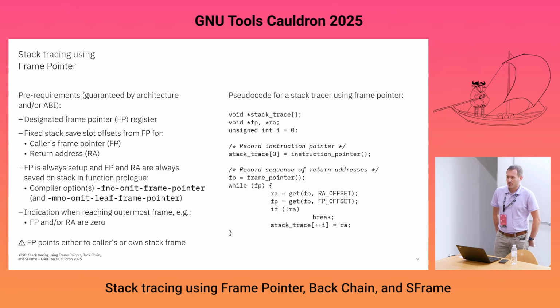Note, though, that this is not perfect. The frame pointer either points to the caller's or the own stack frame. So at function entry, the frame pointer register has the value of the caller, and a stack tracer at that point would then skip the caller, so it would record the caller's caller. And only after the frame pointer has been set up in the prologue, it would correctly record the caller. There are other particular issues, but this is the one that is probably valid for most architectures.